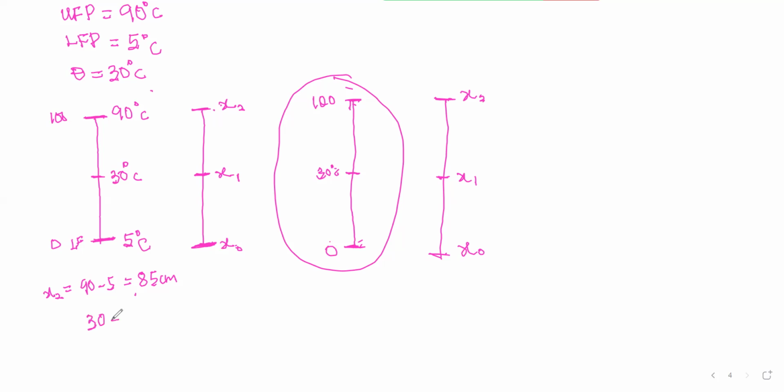So if x2 is 85 centimeter, then 30 minus 5 over 90 minus 5 must be equal to x1, which we are looking for, minus 0 over x2, which is 85 minus 0.